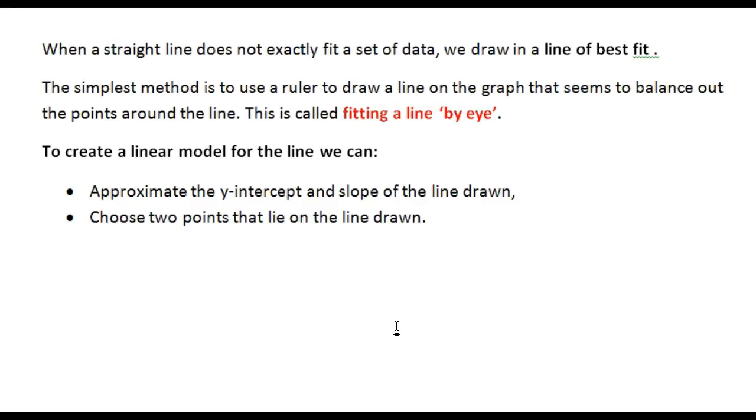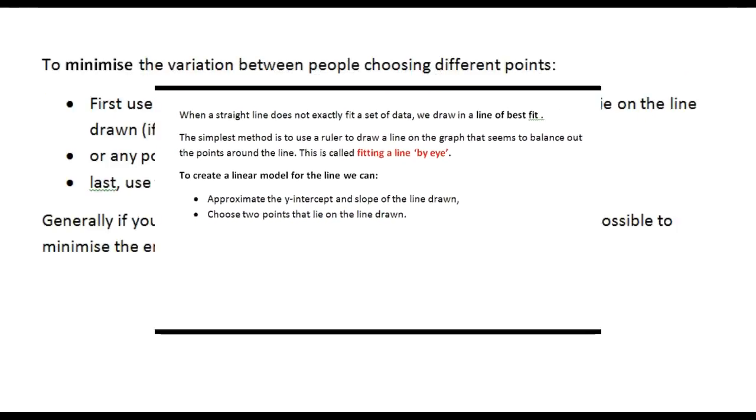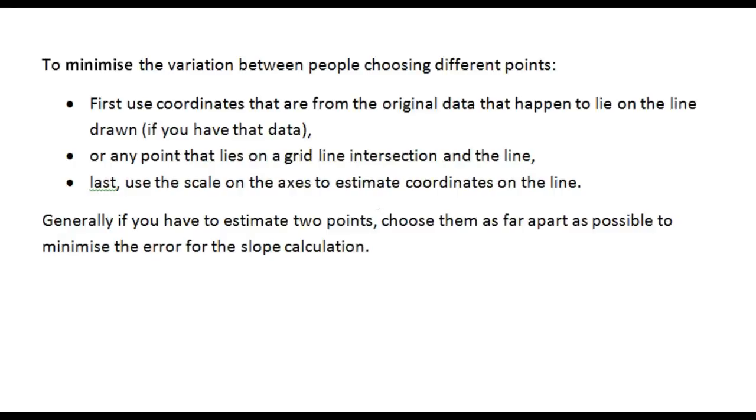In maths, there's all sorts of ways of finding a line of best fit, as we'll see later, to minimize the variation between people. To create a linear model for the line, we can approximate the y-intercept and slope from the line we draw, or we could choose 2 points on that line. When we use this method, there can be variation between people, and if you look your answers up in a textbook, you might see some difference, and that's normal.